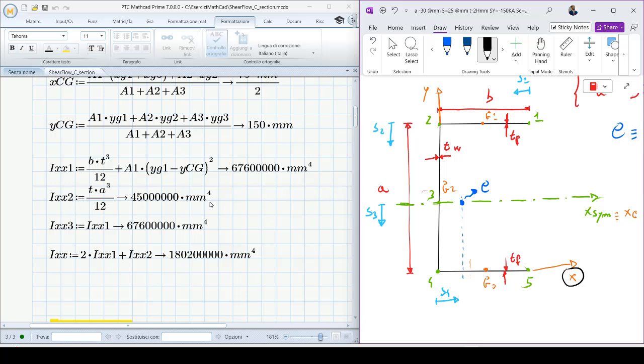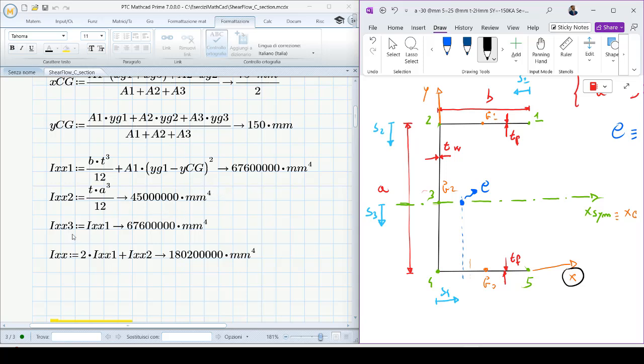Ixx2 is equal only to t times a to the third power divided by 12, because the centroid of this web, clearly you see, is located on the same axis x. So this quantity here is equal to 0, because yG2 minus ycg is equal to 0. So we have only the moment of inertia of the web with respect to its own centroidal axis. If we make some calculus, we obtain this stuff here.